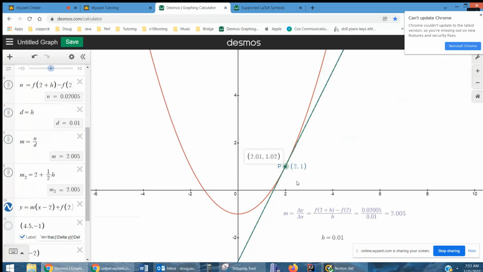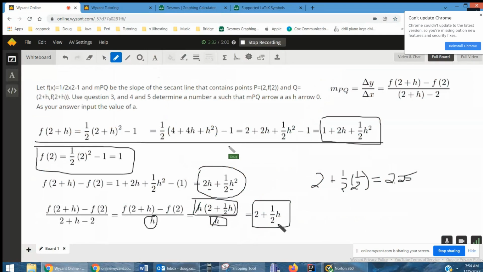And you're going to learn that you can find that value by finding this difference quotient, we call it, taking the limit as h approaches 0. That's called the derivative. And if we think about that 2 plus 1/2 h, if we take the limit of that as h approaches 0, just substitute 0 in for h, and there is the slope of the tangent line.